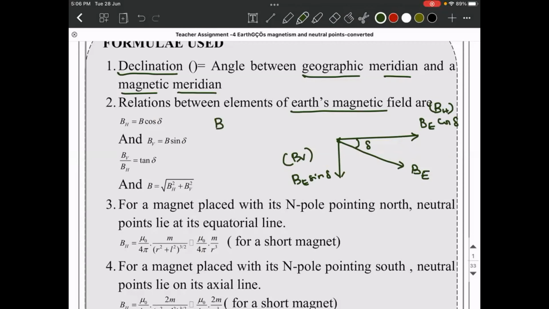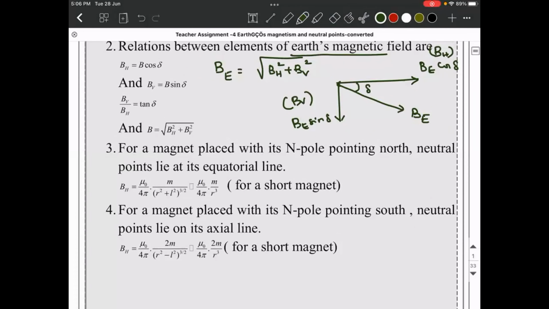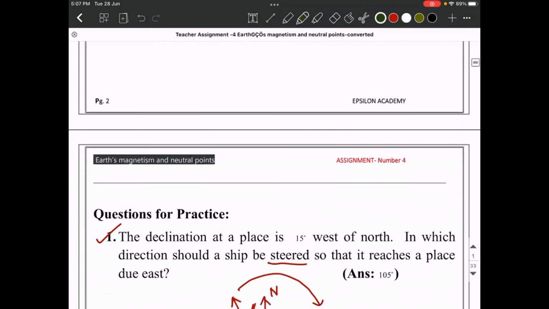Then how is BE related to BV and BH? BE is the root of BH squared plus BV squared. I hope this concept is also clear. Similarly, if they give you the horizontal component and vertical component and ask you to find the angle of dip, tan delta will be equal to BV divided by BH. I'm assuming that everybody has written all these formulae, right? So these three are the formulae related to the elements of Earth's magnetism. Now, having said this, we can try out a few problems based on Earth's magnetism.